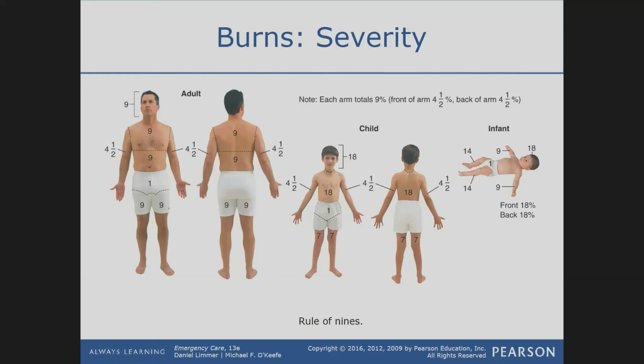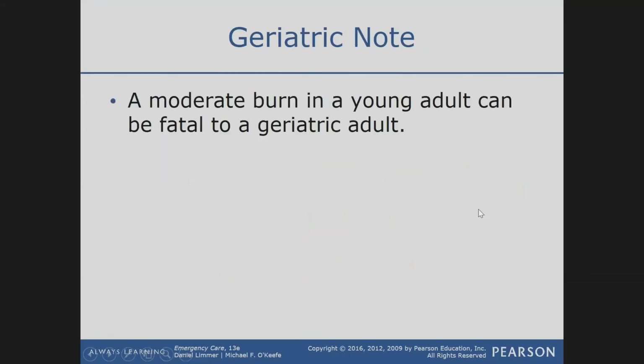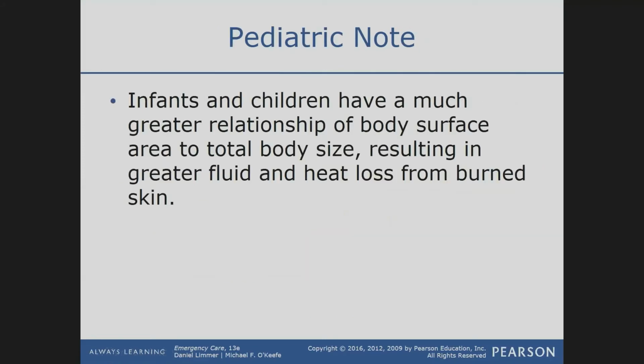Okay, so because of that, the pediatrics. See, infants and children have a much greater relationship of body surface area to total body size, resulting in greater fluid and heat loss. So they have less fluid than they have surface area, so they can lose more fluid as opposed to an adult patient because of the proportion.